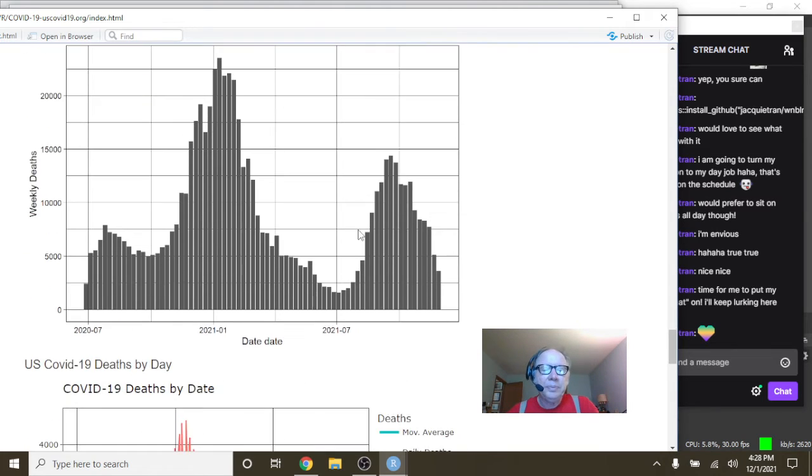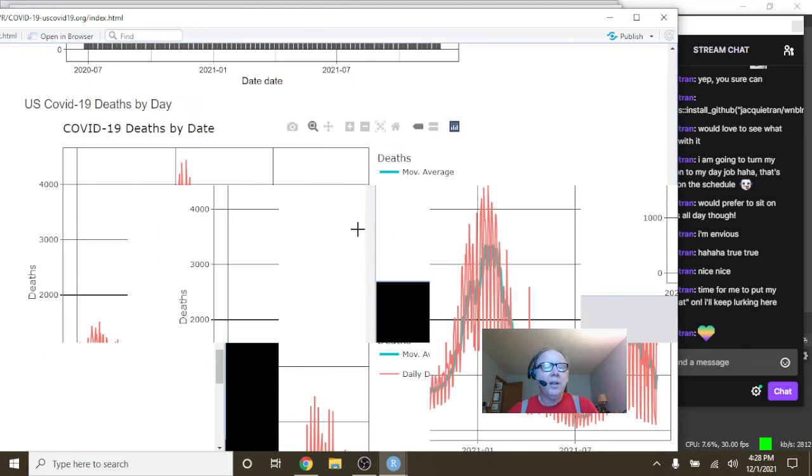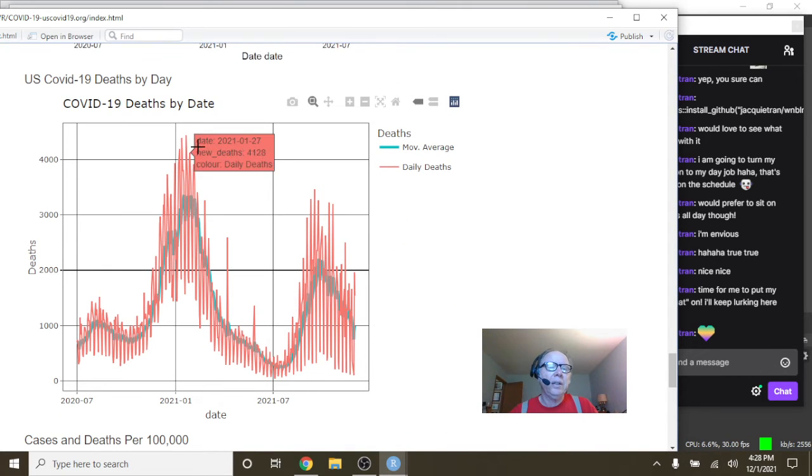Let's take a look at the COVID-19 cases. So on January 20th, the COVID-19 deaths in the U.S. spiked to 4,442 before a long declining pattern down and through here.